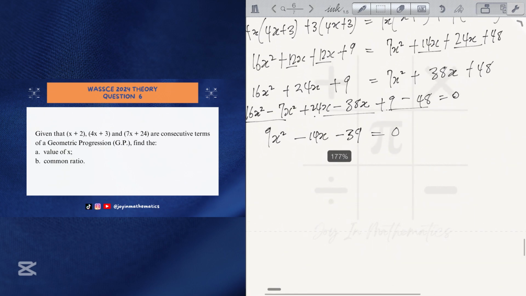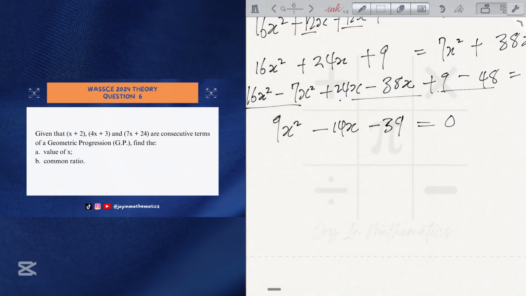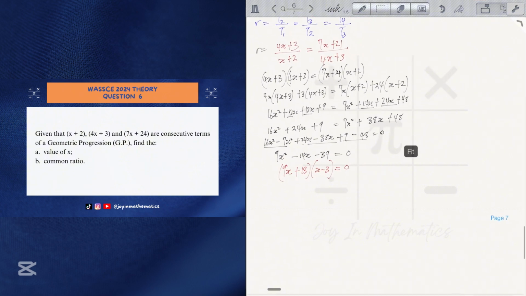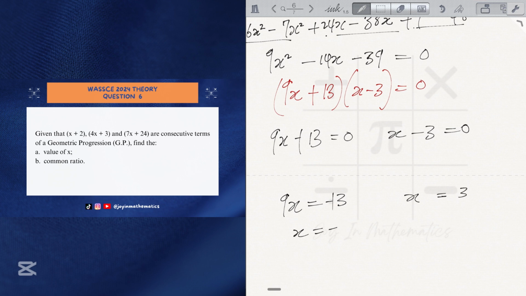Now we can choose to solve this either by using factorization method, or completing the square, or even quadratic formula. But not to waste too much time, when we simplify this, I will skip that. So this will become 9x plus 13 into x minus 3 to be equals to 0. So with this now, we are saying that 9x plus 13 is equals to 0, and x minus 3 is also equals to 0. So here 9x is equals to minus 13, and x is equals to 3. So we have x to be equals to minus 13 over 9.